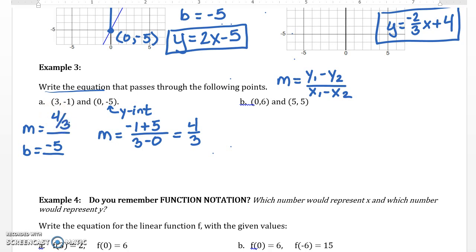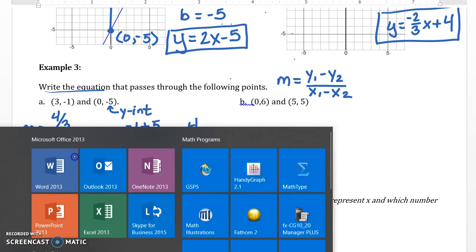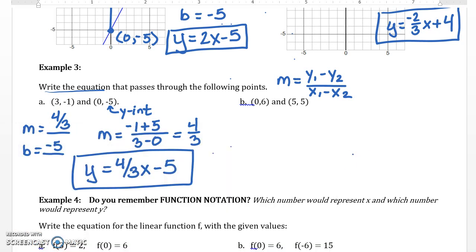Knowing a slope and knowing a y-intercept is everything I need to go ahead and write that equation in slope-intercept form. y equals 4/3 x minus 5. All right, go ahead, take a moment, hit pause, and try letter B.